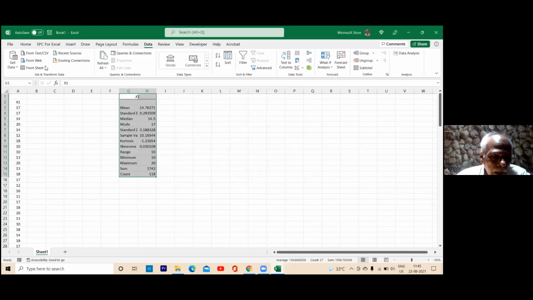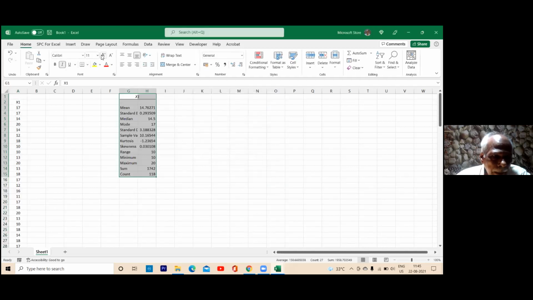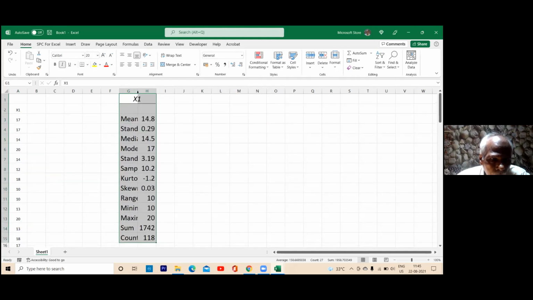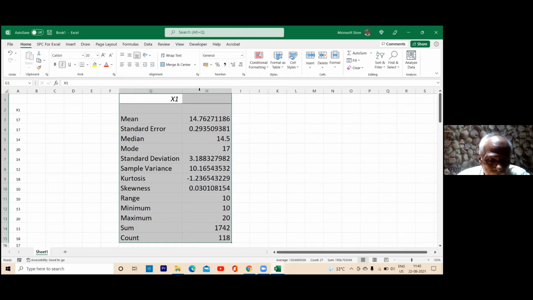So it has got it. Now I'm going to go home and then make it bigger so that you can see here. See here. It is giving you not only standard error, mean, median, mode, standard deviation, 3.18. That is what we got here. And minimum value, maximum value, range, skewness, everything about the data. This is called descriptive statistics.